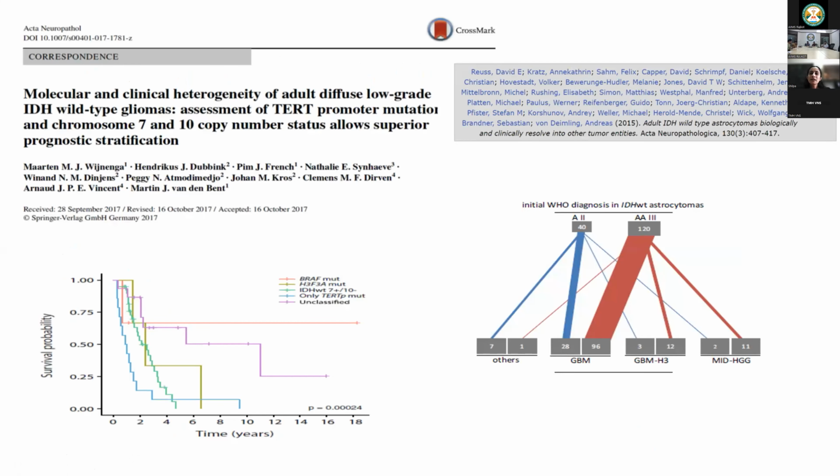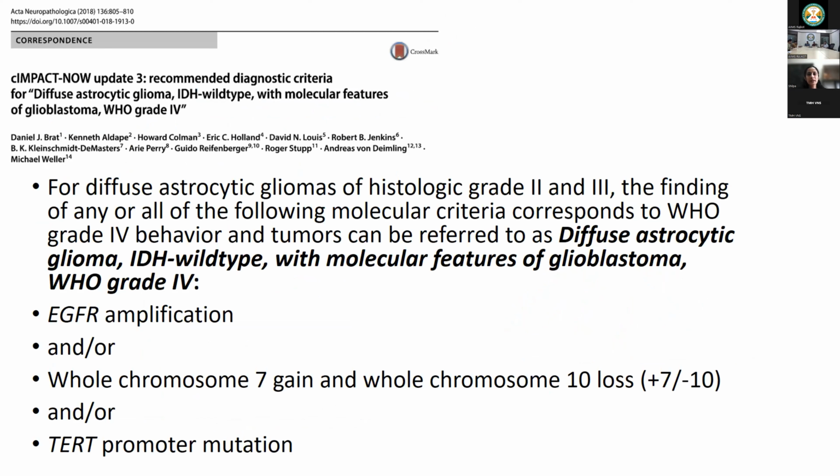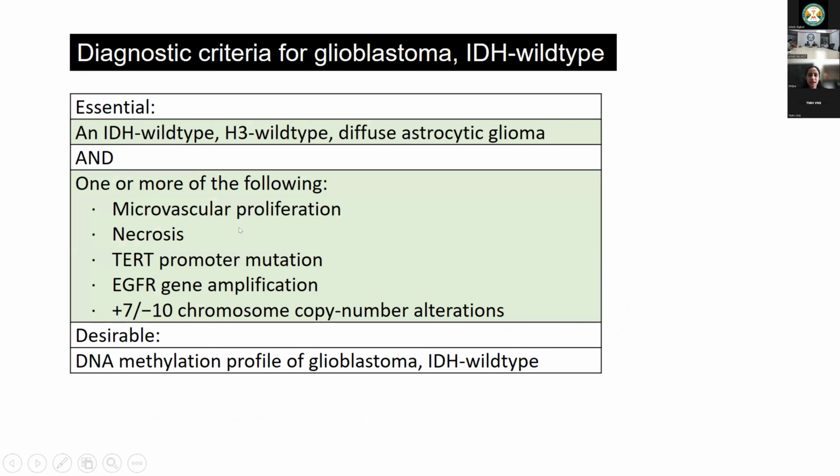Now moving on to the IDH wild type group. What we looked at till now is the IDH mutant group. We also have an IDH wild type group. So IDH wild type group are now only glioblastomas, as I already told you. Astrocytomas are all IDH mutant. So in order to diagnose these, either you have microvascular proliferation or necrosis, or one of these molecular alterations, which is EGFR amplification, whole chromosome 7 gain 10 loss, or TERT promoter mutation. So that is what is put up in the criteria.